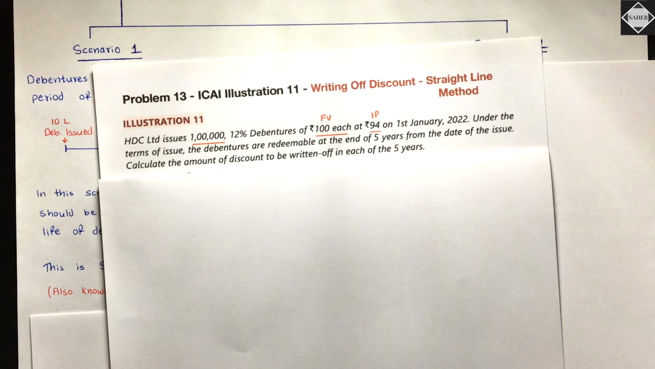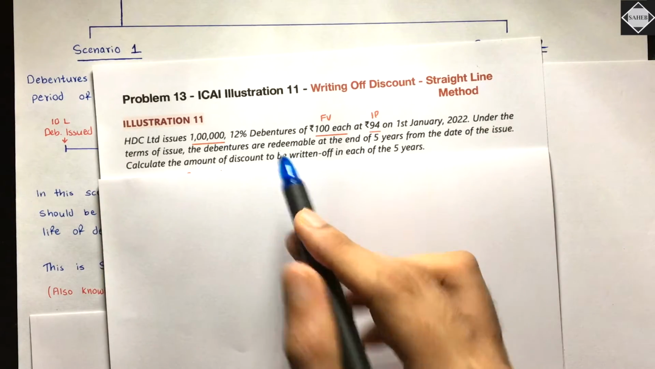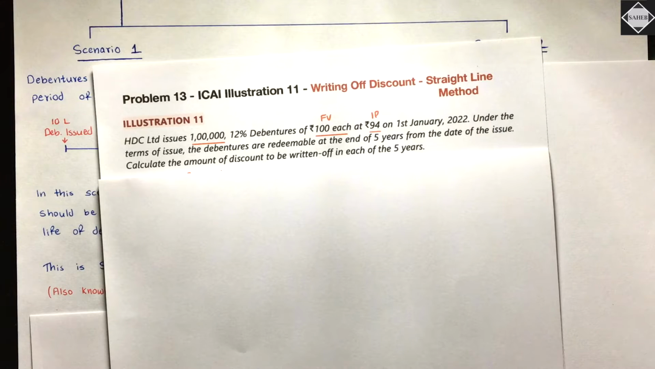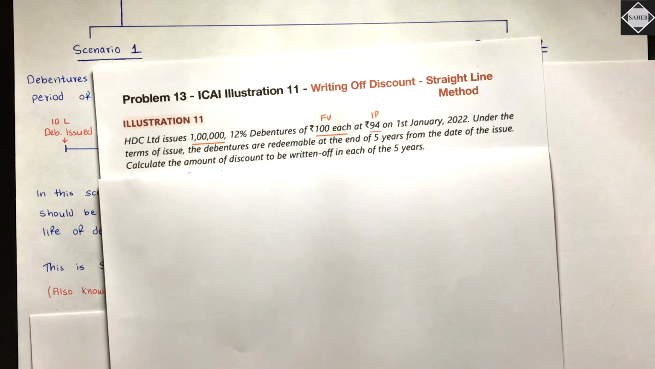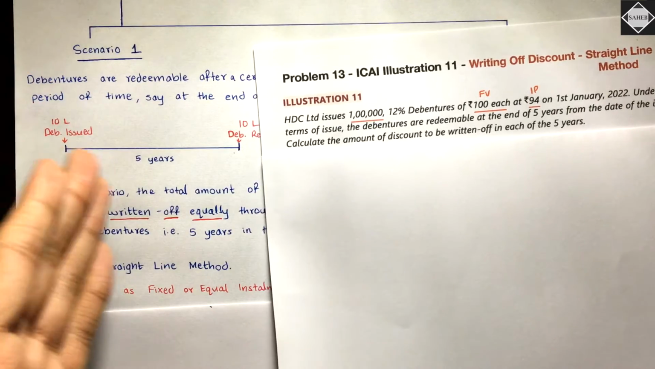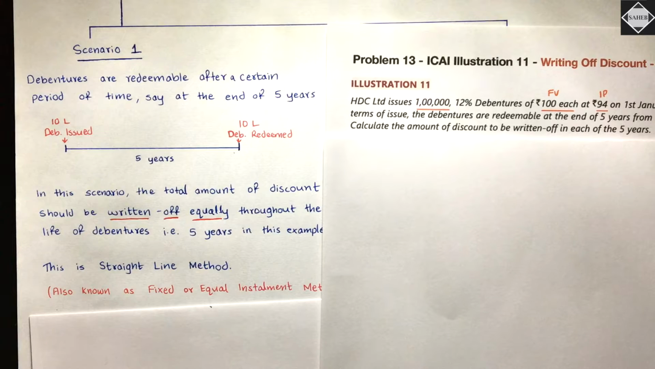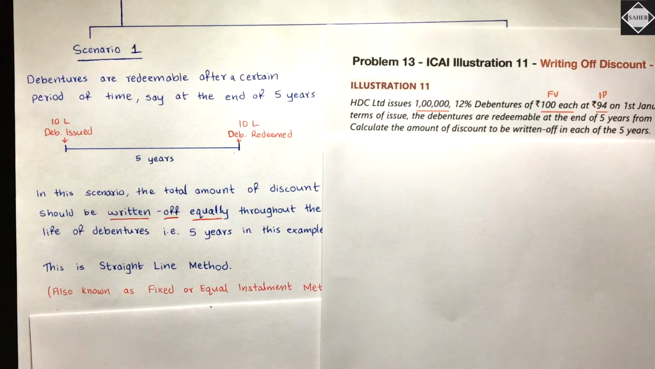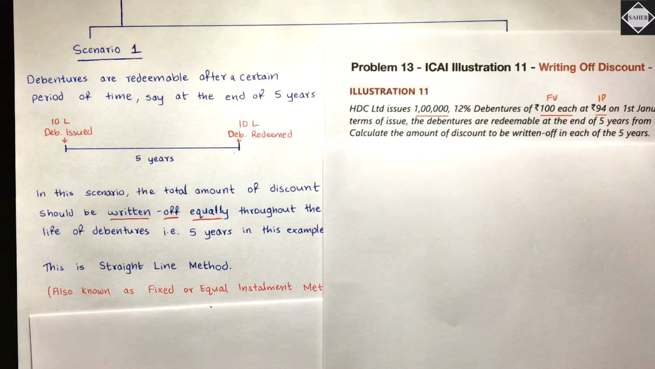Yes. So see, it's really simple. Understand here what happened. We issued in 2022 as the question said, and redemption will happen at the end of 5 years. So just 2 points are there. Issue, redemption, over. That's the story. So whenever we have such a case, we say scenario 1, because in scenario 1 we have only 2 points, issue and redemption. In this case, what we do is distribute the discount equally throughout the life of debentures.